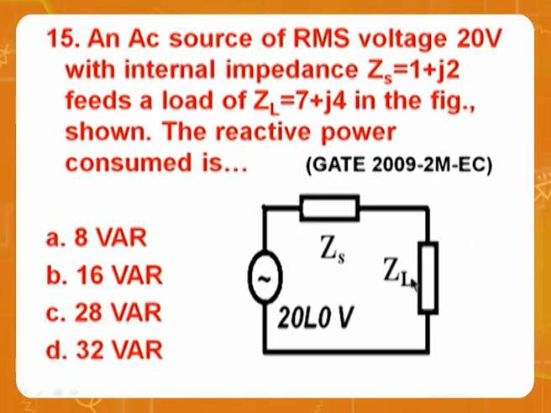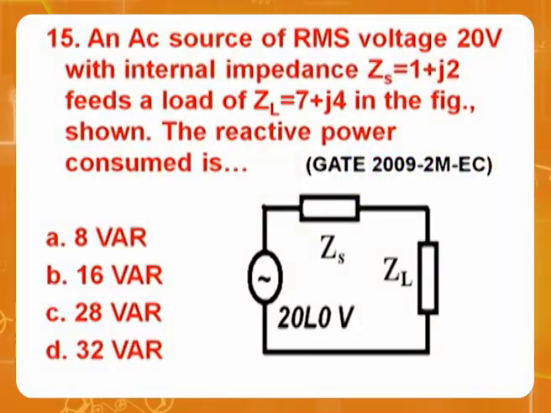Once you have ZS and ZL, you need to calculate the total current first, and after that you need to multiply with the reactive term. So these are the two steps involved in this problem. First calculate I, then calculate reactive power. Substitute there. So remember 1 plus J2, 7 plus J4. If you calculate the total, 1 plus 7 is 8, 2 plus 4 is 6.